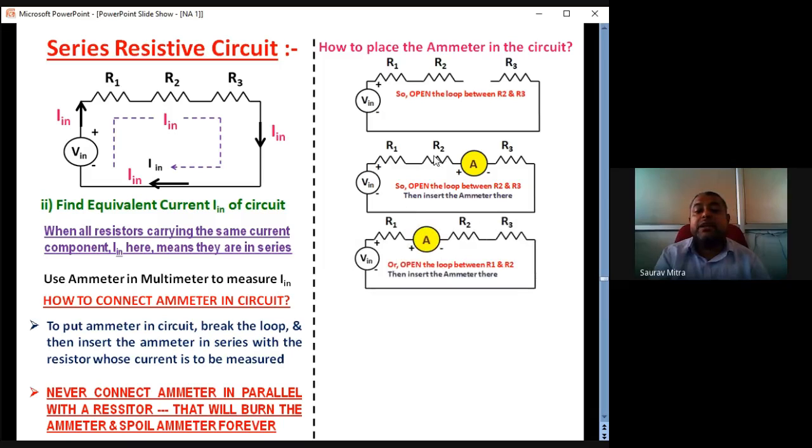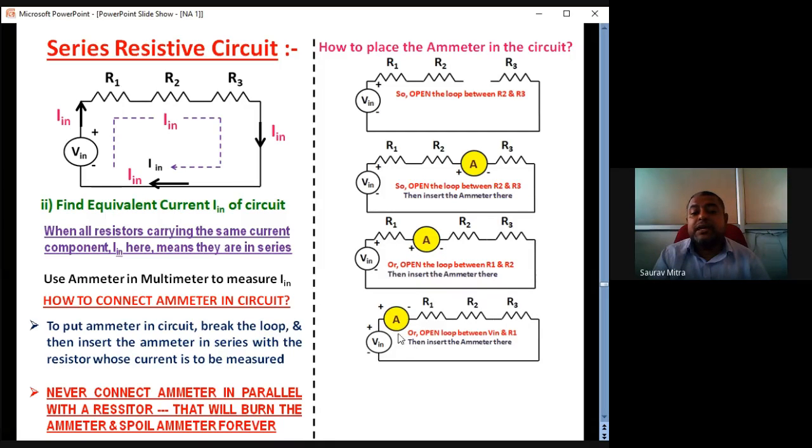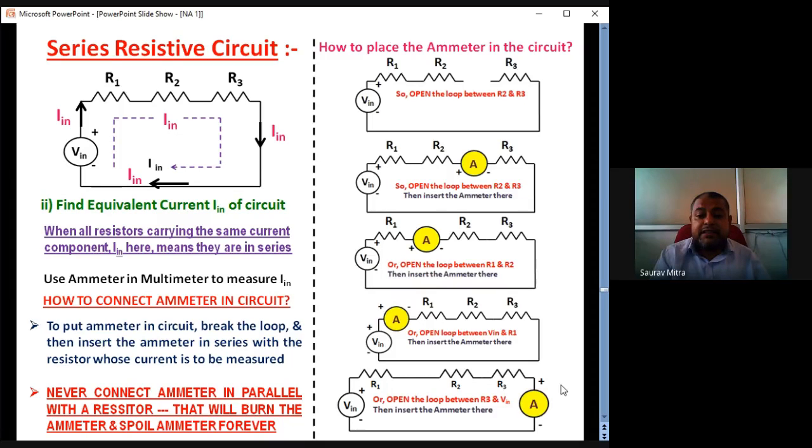Now somebody says, I want to break between R1 and R2. No problem. Between R1 and R2 you break and insert the ammeter with positive on the left side and negative on the right side. Somebody wants to say, I want to connect the ammeter between V and R1. Equally good, no problem. In that case you have to break open this point between V and R1 and insert the ammeter, and this side should be positive, so this should be red and this should be black. Somebody wants to connect the ammeter at the output side, that is after R3. In that case the top part would be red and the bottom part should be black.